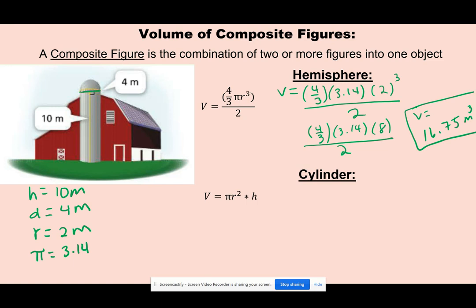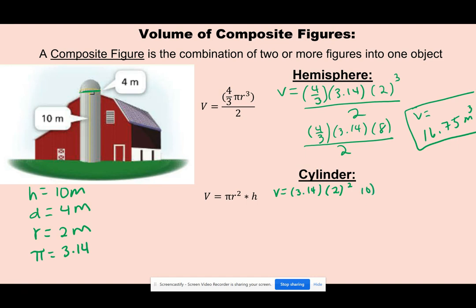All right, for the cylinder, so that one we need pi r squared times our height. So we have the volume equals 3.14. Our radius we decided was 2 squared times our height, and our height in this case was 10.